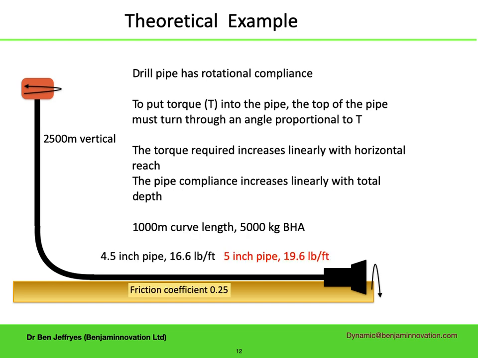Here's a toy case, just looking at the pipe side force, including some buoyancy correction, for 4.5 and 5-inch pipe, ignoring tension side force and the extra contribution of the BHA, which will increase the angle needed. There is a 2,500 meter vertical section and a friction coefficient of 1/4. The angle is going to be linear in friction coefficient.